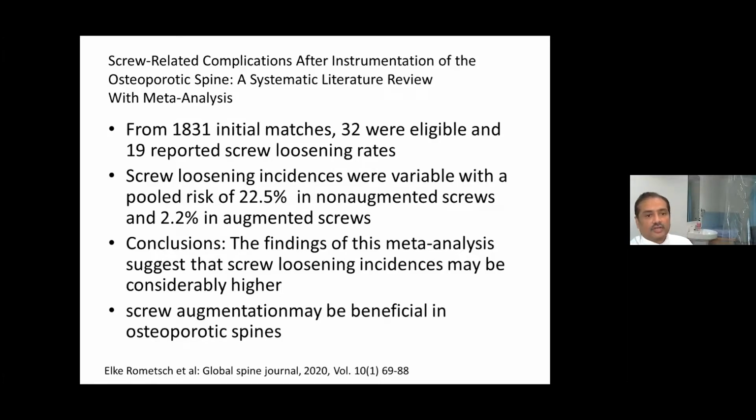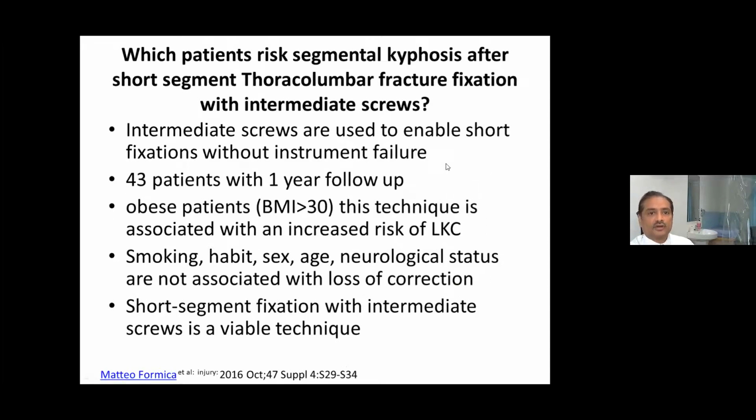It has been found that screw loosening is around 22.5% in non-augmented screws and 2.2% in augmented screws with cement. So it tells us, grossly, that the complication rate or instrumentation failure is almost 1 in 5 patients; they can have a failure of the construct. So screw augmentation could be very useful, and a revision surgery is very, very challenging in these patients. However, when are the chances that a short segment fixation can fail?